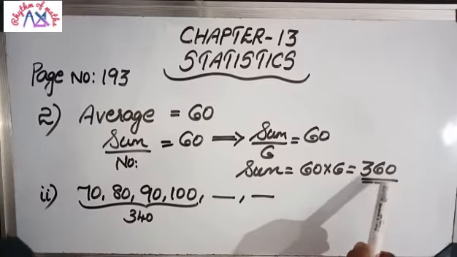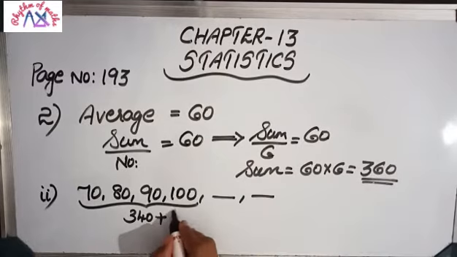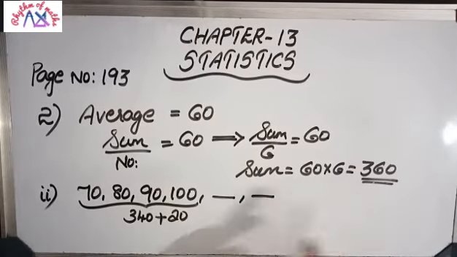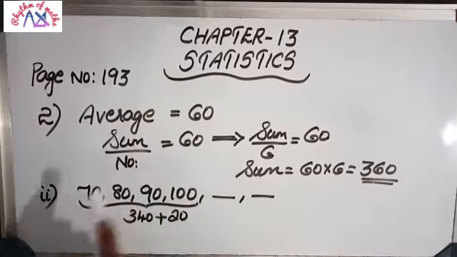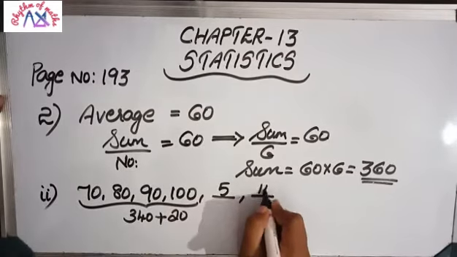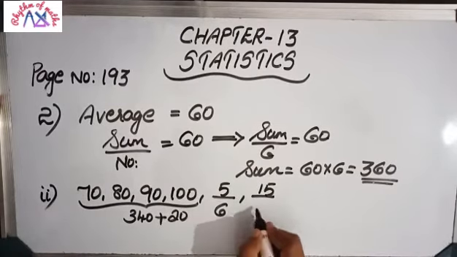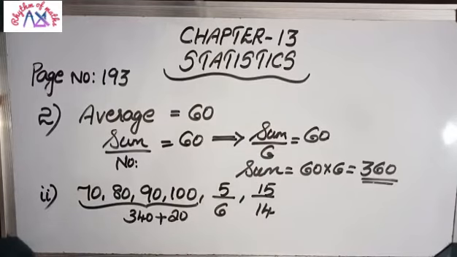We need the total as 360. So 340 plus what is 360? That is 20. Okay, 340 plus 20 is 360. That 20 can be divided into 2 numbers which are less than 60. Any 2 numbers we can write. It can be 5 and 15, or it can be 6 and 14. Any two numbers we can choose.